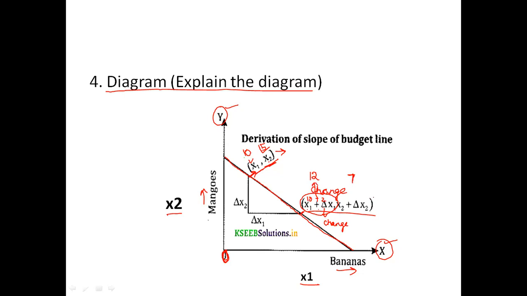Okay, in the same way x2 plus delta x2 means x2 commodity plus change in commodity x2. How? How much was x2? Originally it was 15, plus now how has the change happened? It is minus 8, isn't it? So this is delta x2, this is x2. Okay, so x2 plus delta x2 is here. So 15 minus 8 is 7.